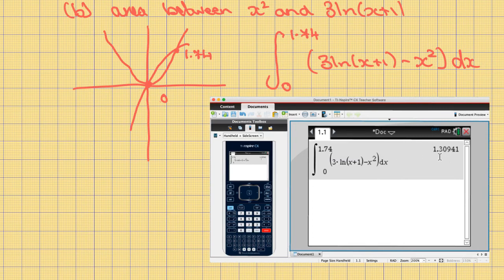and there is our integral value, the area under that curve, 1.31. So the area under the curve is equal to 1.31 to 3 significant figures.